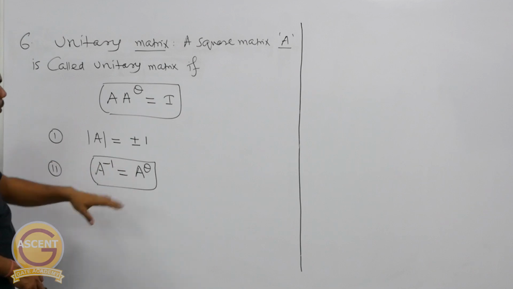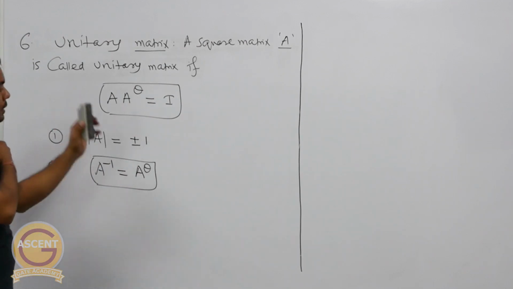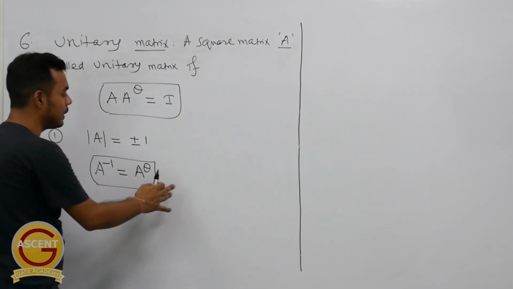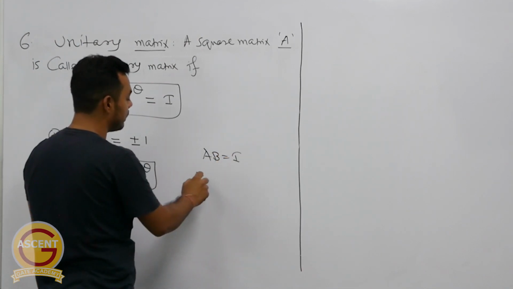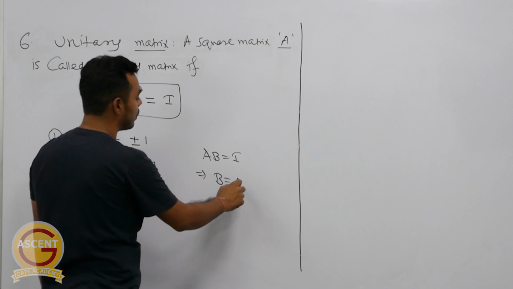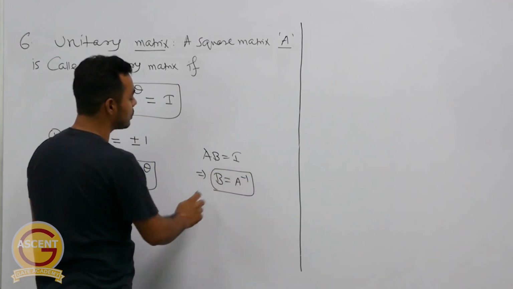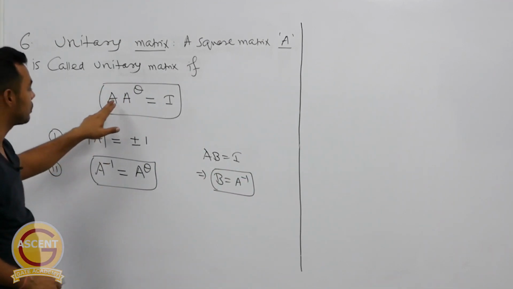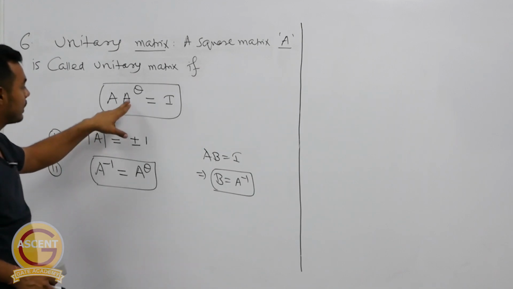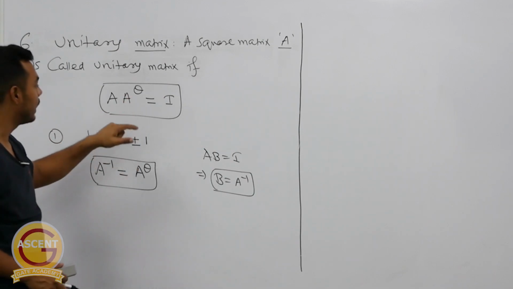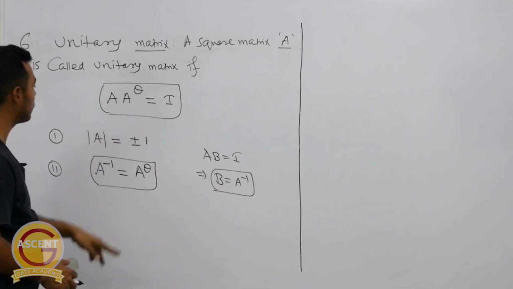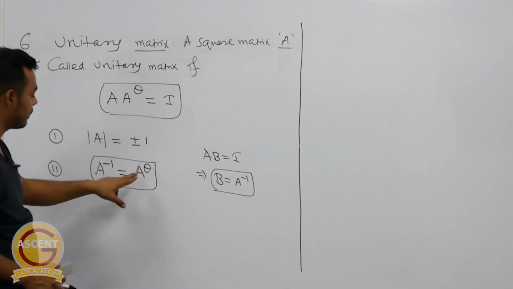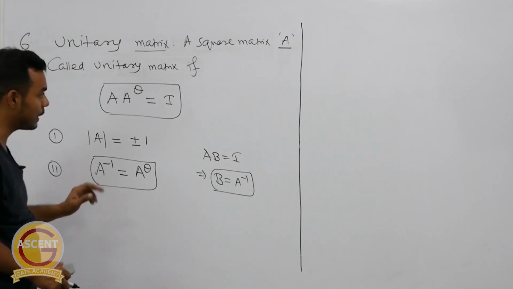Now see, these properties are obvious from the orthogonal matrix also. We have discussed at length in orthogonal matrix that if A into B is identity matrix, then it means B is inverse of A, or A is inverse of B. So here also we have two matrices. One matrix is A, another matrix is conjugate transpose of A. And since the product of these two matrices is identity matrix, therefore the second matrix is inverse of the first matrix. So conjugate transpose of A is A inverse.